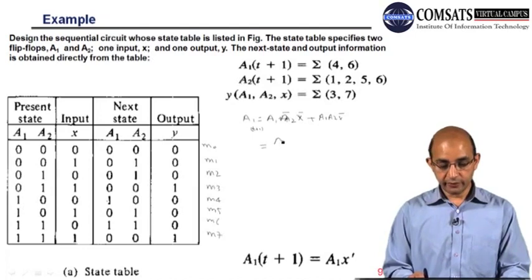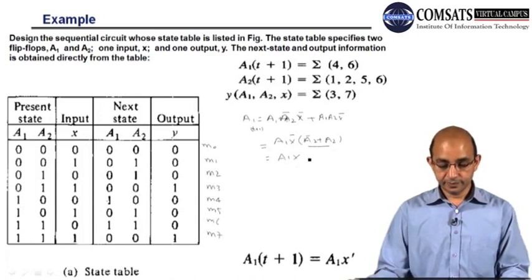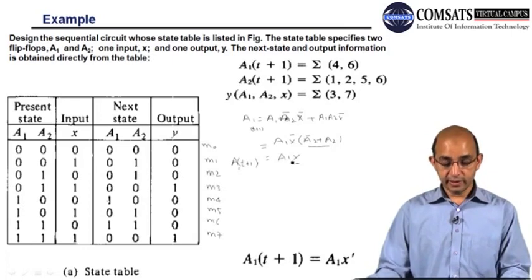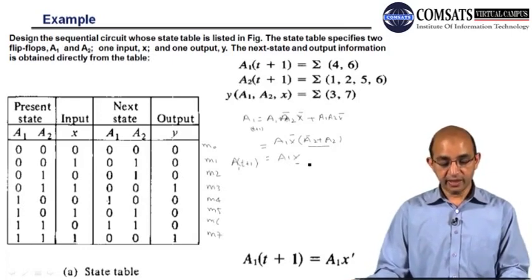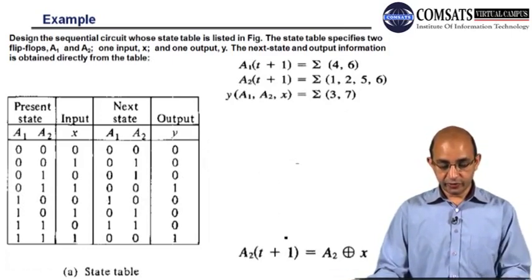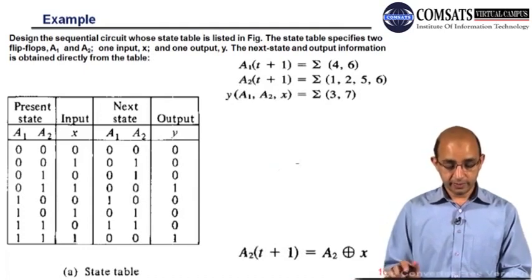So what I can have, I can have A1 x bar as common, so A2 bar plus A2, so this is 1, so I will be left with A1 x, right? So this is the Boolean expression for A1(t+1). So you can see we have the next state, and this is the next state in terms of the present state and the input, right? Similarly, for A2, we need to do the same, right?